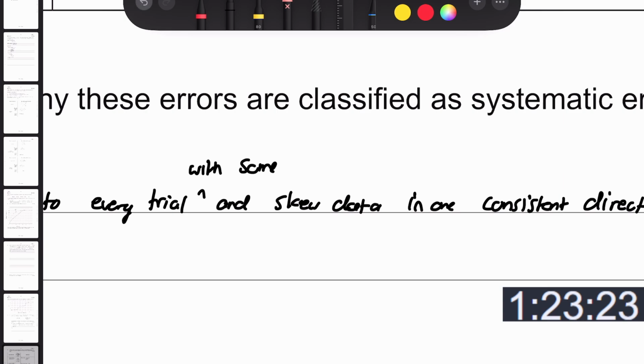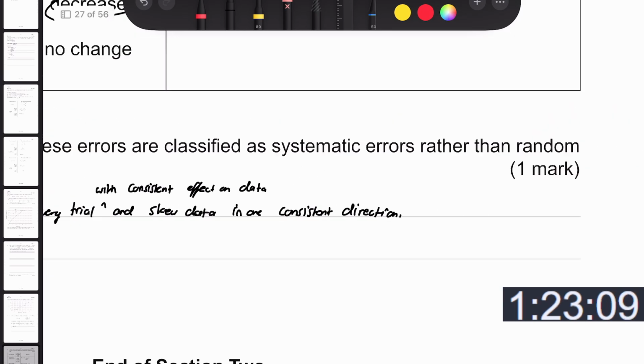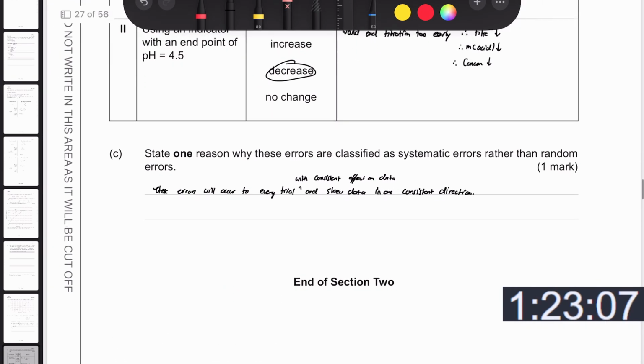Somewhat with consistent extents, consistent effect on data. So then skew data every trial.